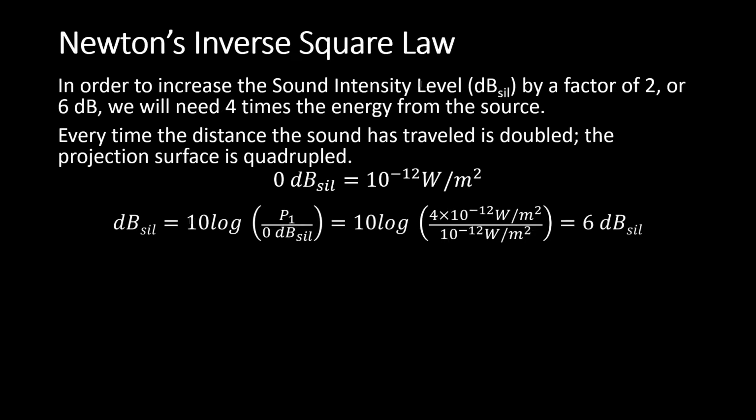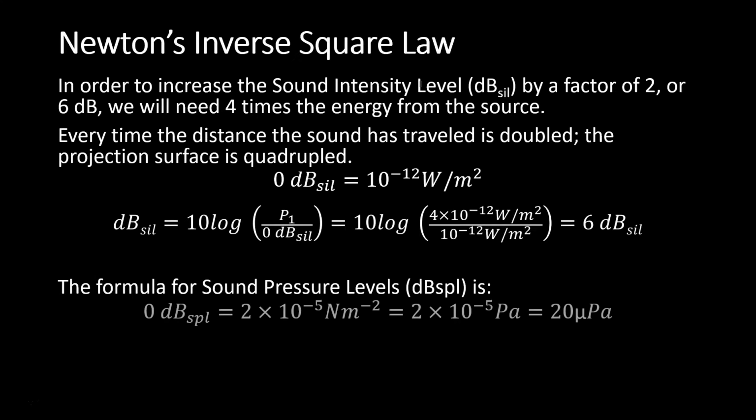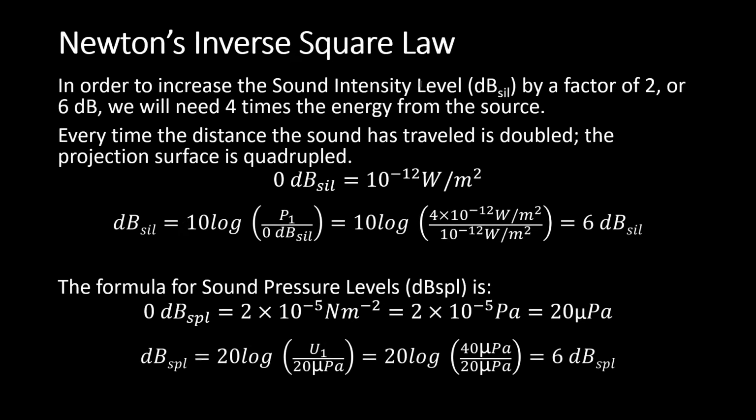So, looking at the equation, if we want to go up by a factor of 4, we're going to multiply that 10 to the minus 12 by 4, and we get 6 dB SIL. So we've increased 0 decibels by a factor of 4, and we're at 6 decibels. The formula for sound pressure level says that 0 dB SPL, which is actually the quietest sound that we can hear, is about 20 micropascals. And therefore that converts to 6 dB SPL as well as the 6 dB SIL.